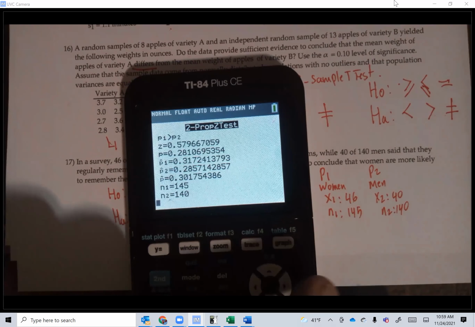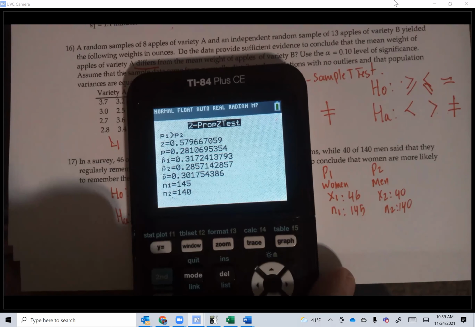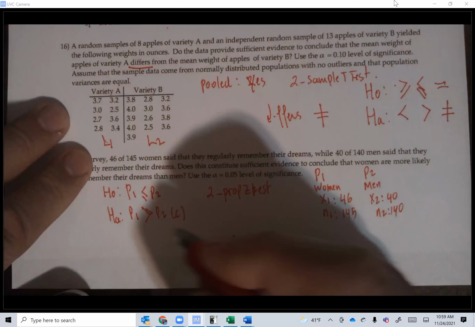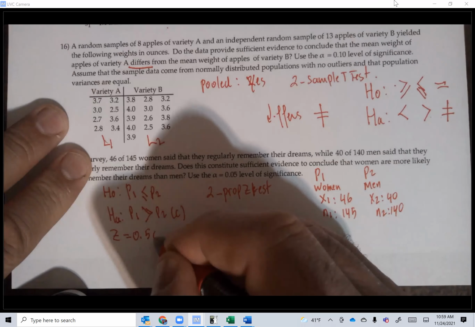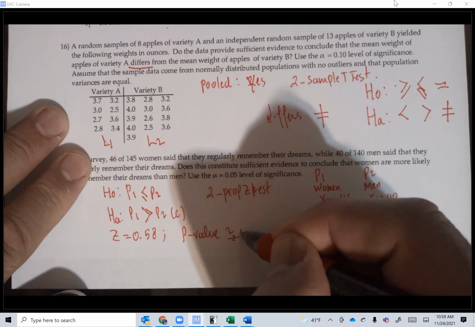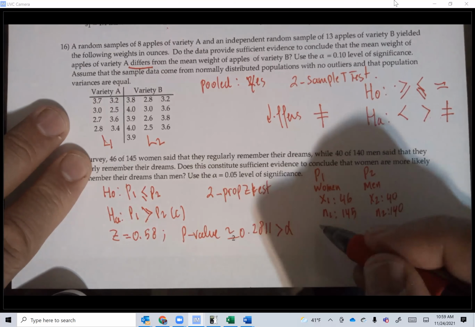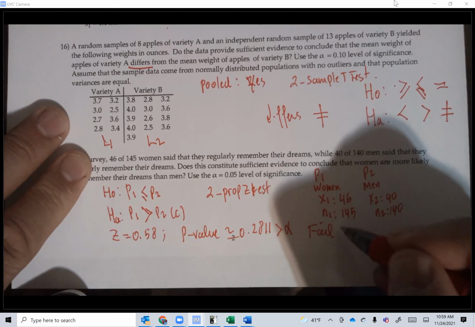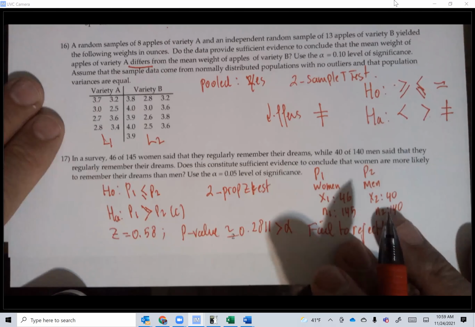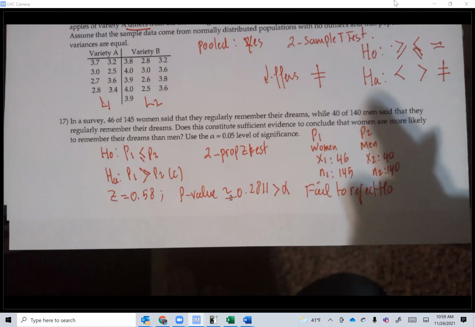Okay, Z is 0.58, and look at the p-value, guys. It's a huge 0.2811. Once you see a huge p-value, you fail to reject H0. Wow, I didn't intend that all problems will end up failing to reject H0. I just selected those problems.